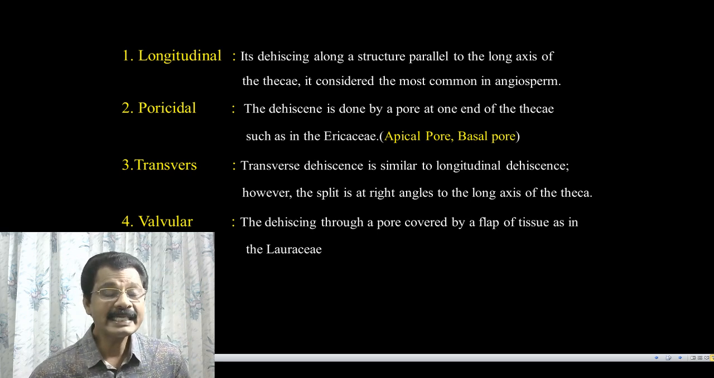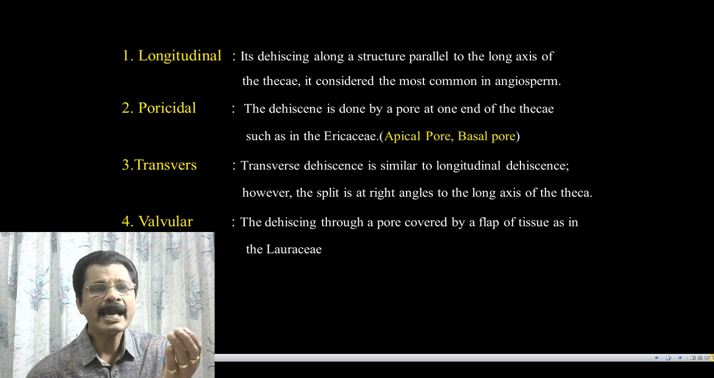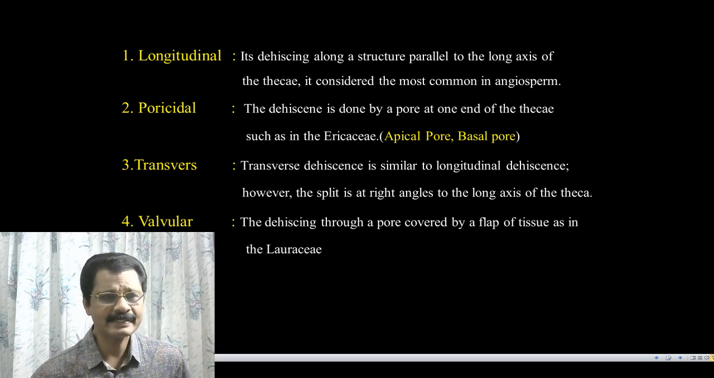Then poricidal dehiscence. Dehiscence is done by a pore at one end of the theca, maybe at the apex or at the base. If it is at the apex, then it is called apical pore dehiscence. If it is at the base of the theca, then it is called basal pore dehiscence. See, poricidal dehiscence.